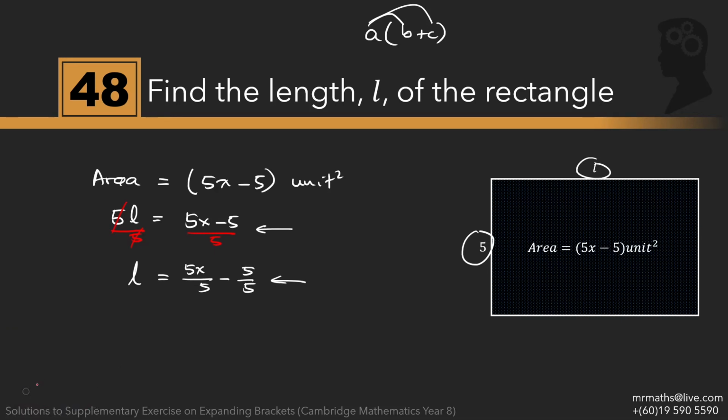Now, what is 5x divided by 5? 5 divided by 5 becomes 1. And again, 5 divided by 5 here becomes 1. So we can get the expression for L, which is x, because 5 is being diminished, minus 1. So this is the expression for L. Okay, next question.